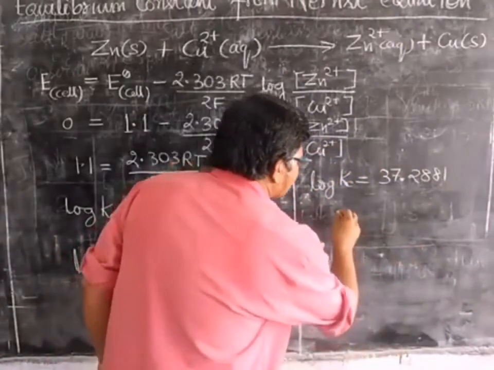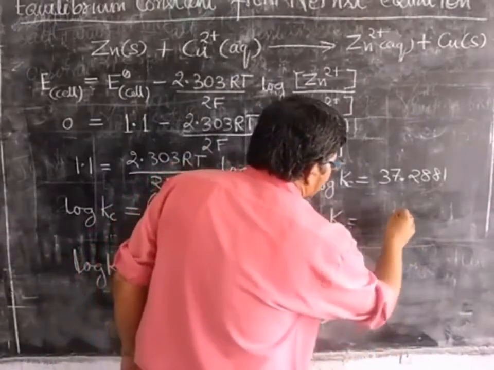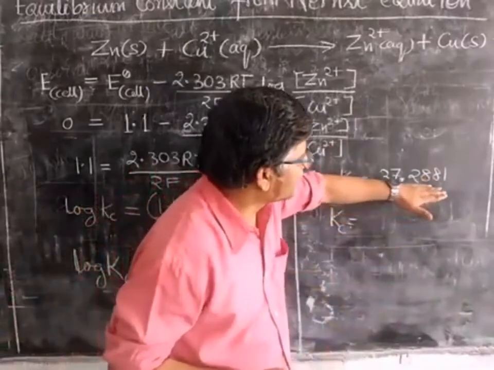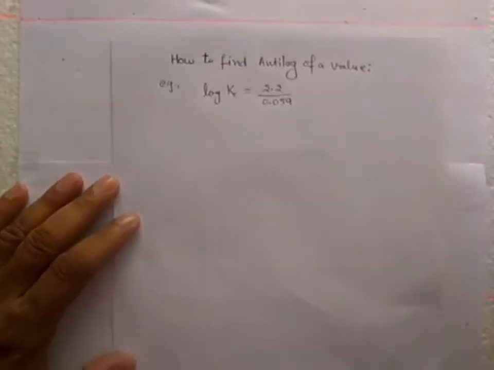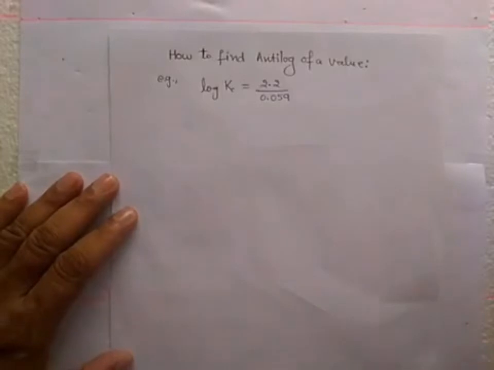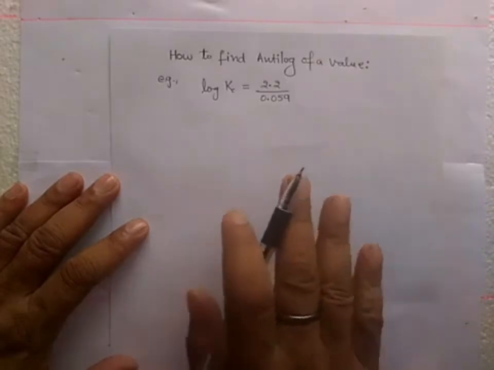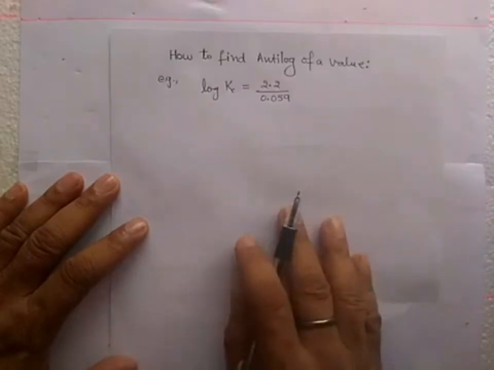In that case, the value of Kc, we will take a look at the log table, the value of 0.28, and students, let's find out how to find the anti-log of a given value, because we'll be frequently coming across such questions or numericals in which we have to convert the value into anti-log. So let's see how we are going to convert those values.